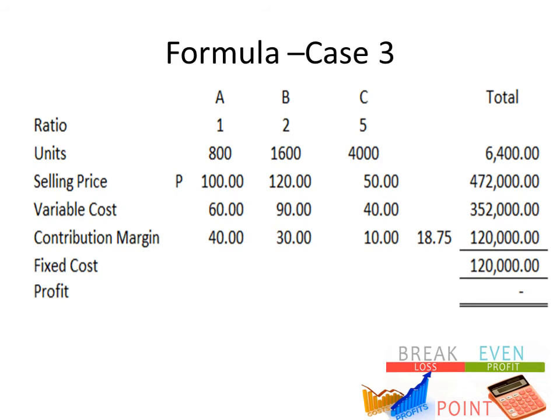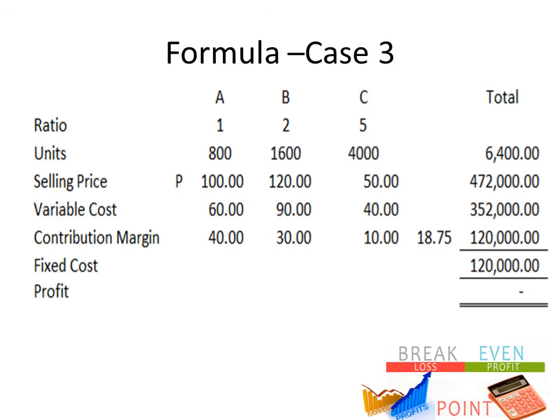With 18.75, we have to divide 120,000 by 18.75. We will now get our break-even in units, which is 6,400. We divide it by 8 so that we would determine how many units are to be sold for each product. So for A, it's 6,400 divided by 8 times 1, that's 800. For B, it's divided by 8 times 2, that's 1,600. And for C, that's 4,000. It's divided by 8 times 5.